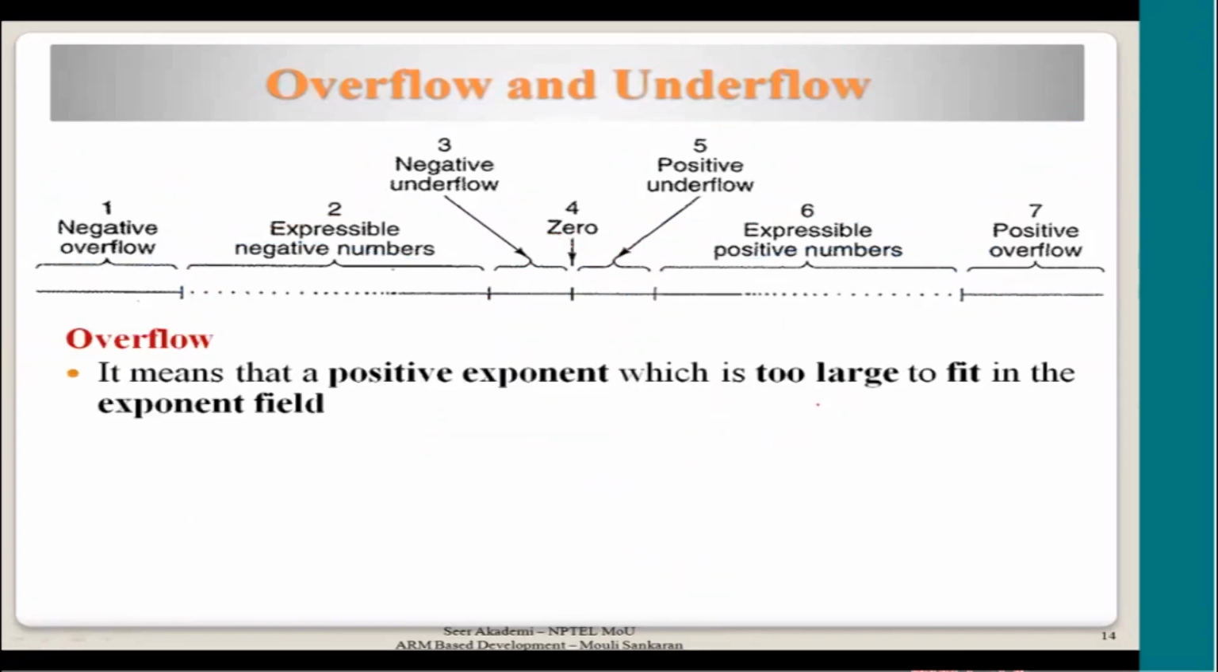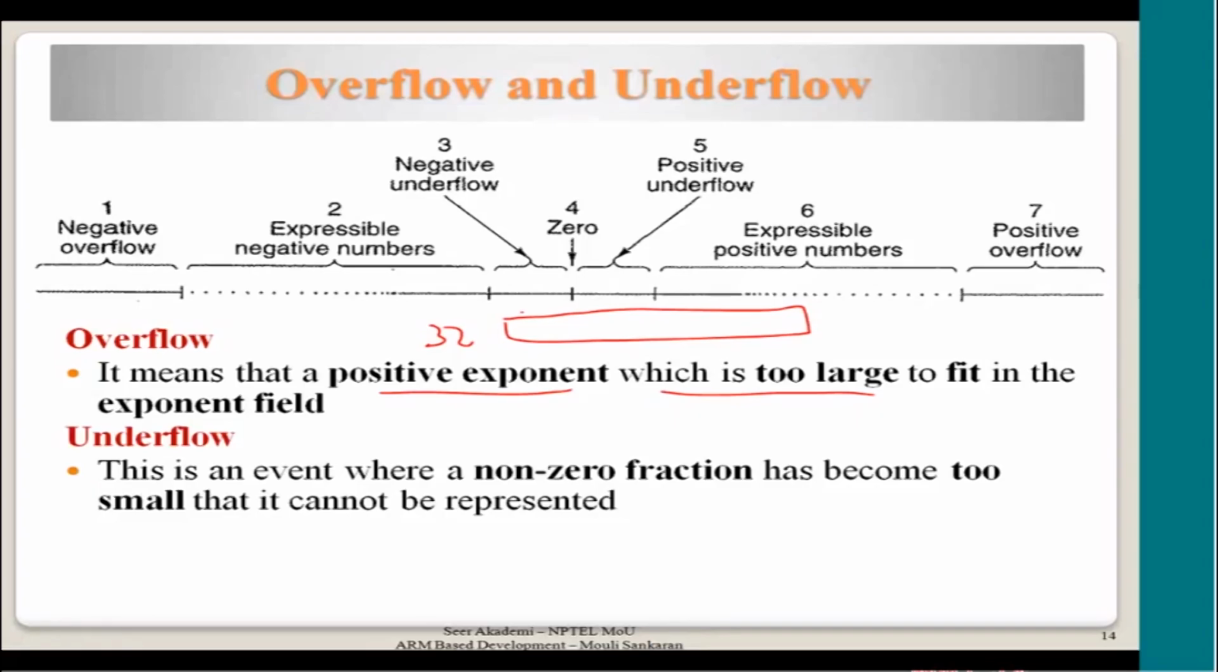So overflow means it's a positive exponent which is too large to fit in. So there is a limit because of my 32 bit or 64 bit or 80 bit, whatever I call. And similarly, underflow is an event where a non-zero fraction has become too small that it cannot be represented. I know that it is non-zero, but I can't represent it because my fractional part has run out. So I have put all zeros, and if you give me more digits for the fractional part, I can represent a 1 here. I am not given a fractional part, so it is gone.